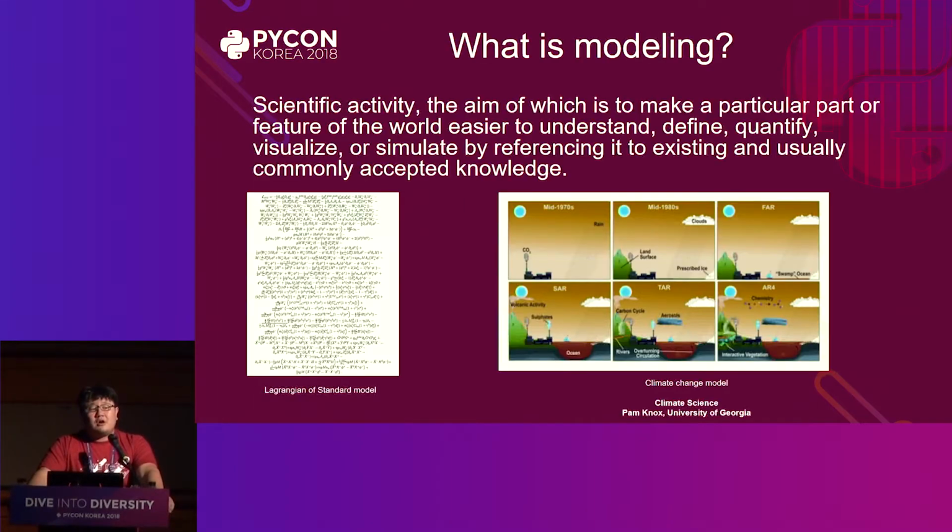So first, if you want to talk about science, you need to understand what modeling is. The definition of scientific modeling is an activity the aim of which is to make a particular part or feature of the world easier to understand, define, quantify, visualize, or simulate by referencing it to existing and usually commonly accepted knowledge.